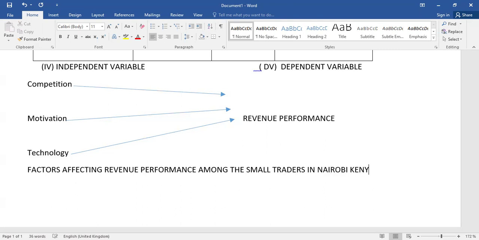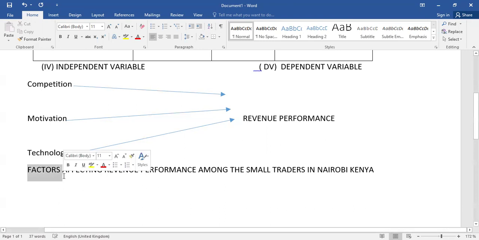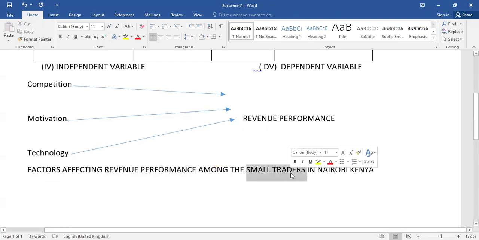Guys, for you to form a topic, it must have the variables. For this case, these factors become our IV, the independent variable. Revenue performance becomes the DV, the dependent variable. And then small scale traders, this is what we are focusing on. Is it a business? Is it an organization? The type where you will have your respondent. This becomes our small traders. Then the location, Nairobi, which is in Kenya.